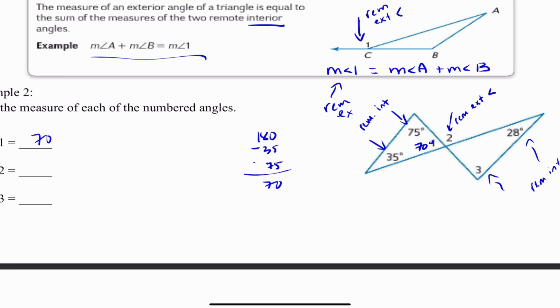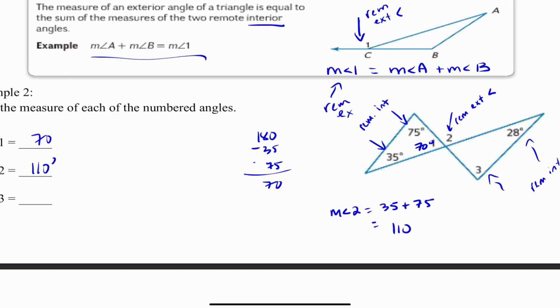To figure out my exterior angle, the measure of angle 2 is equal to these two things over here. So I can do 35 plus 75, because the measure of angle 2 is equal to the sum of these remote interior angles. So that is equal to 110. So that's 110 degrees.